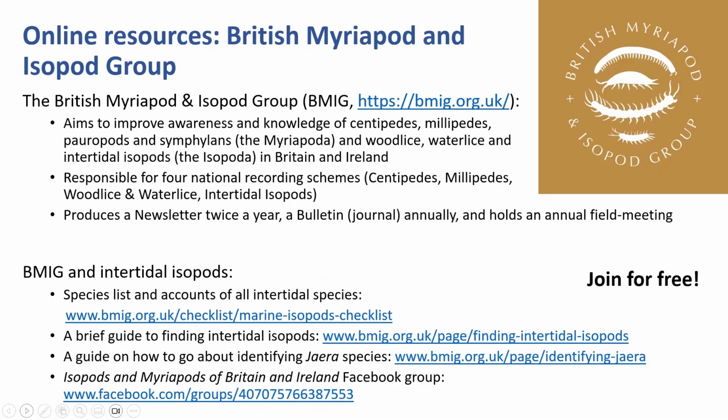BMIG's got loads and loads of resources online, not just for isopods, but for all of its groups. So you can go and have a look at the species accounts and maps and details and so on for the intertidal isopods, but also for the other species as well. There are various other things there. I've got a guide up there on finding intertidal isopods, which is often more complicated than we think. And there's a guide to identifying particular Jaera species as well.